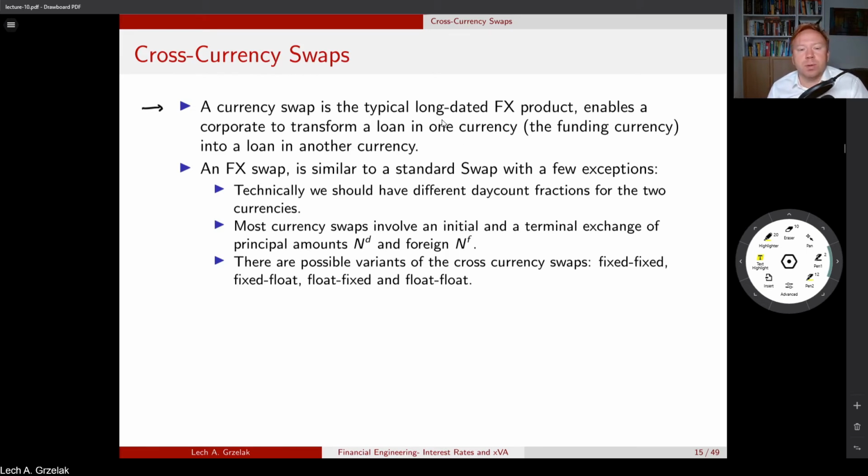So a cross-currency swap is typically a long-dated FX product. When we talk about short-dated products, those are typically products with maturity up to 3 years. Long-dated basically means longer than 3 years. That's typically the notion. And this contract enables a corporate to transform a loan in one currency, the funding currency, into a loan in another currency.